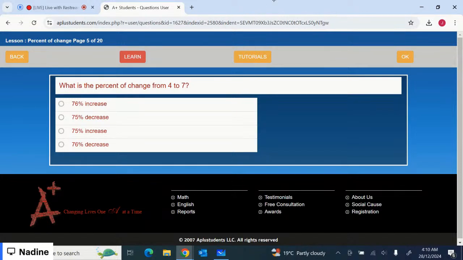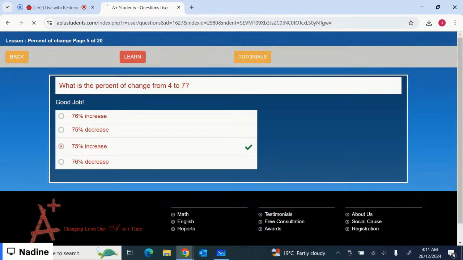What is the percent of change from 4 to 7? So that is an increase, right? 4 to 7. So the change is 3 divided by 4. That is 75%. So that means it is increasing by 75%. Option number 3 is the correct option. That is a 75% increase.